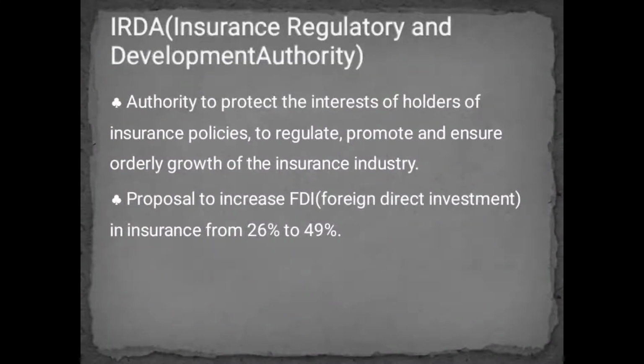The authority protects the interest of holders of insurance policies, and regulates, promotes, and ensures orderly growth of the insurance industry. The purpose is to protect the interest of policy holders. Sometimes the company may fool the policy holders, or may not be giving them their due. In such cases, this body will come to help. There is a proposal to increase foreign direct investment in insurance from 26% to 49%. Foreign direct investment is also increased.